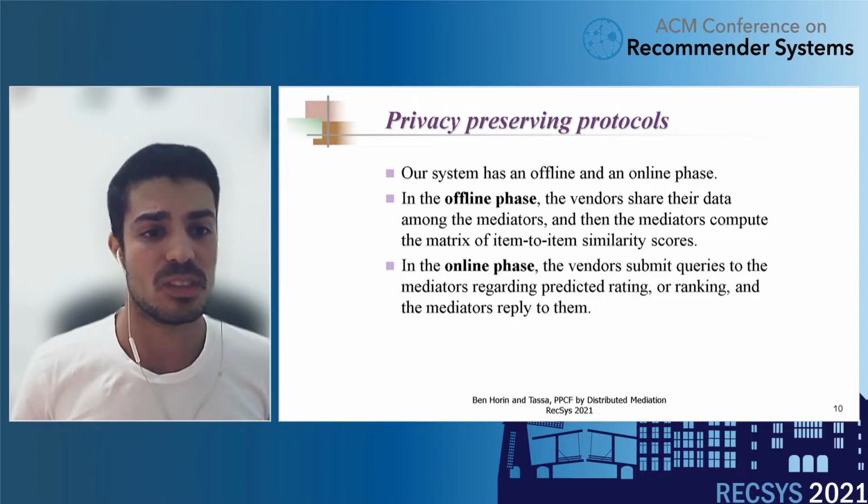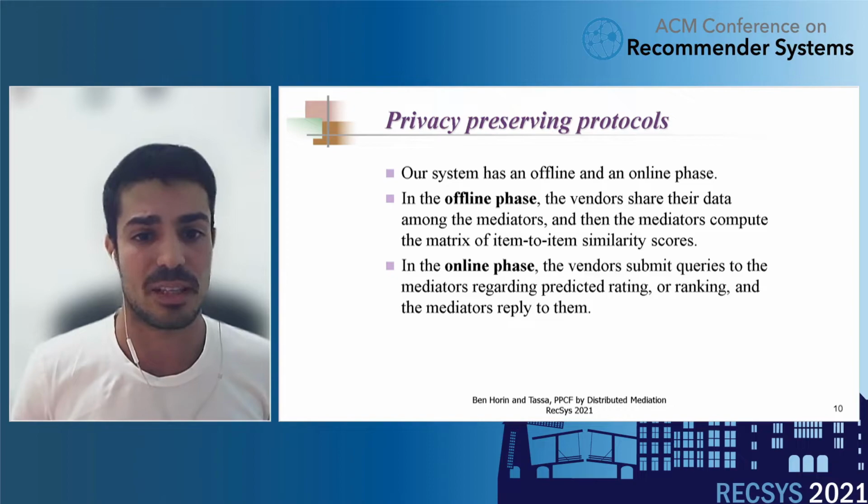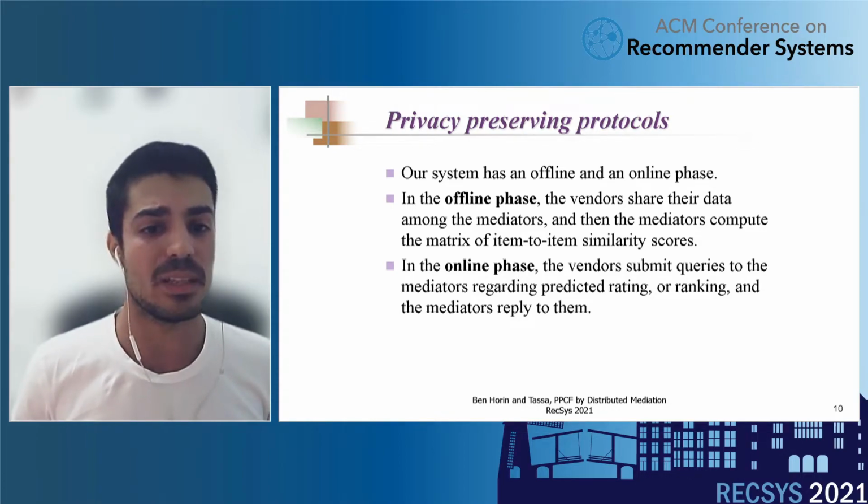Our system consists of two phases. In the offline phase, the vendors share their data among the mediators, and then the mediators compute the matrix of item-to-item similarity scores. Then, in the online phase, the vendors submit queries to the mediators regarding predicted rating or ranking, and the mediators reply to them.